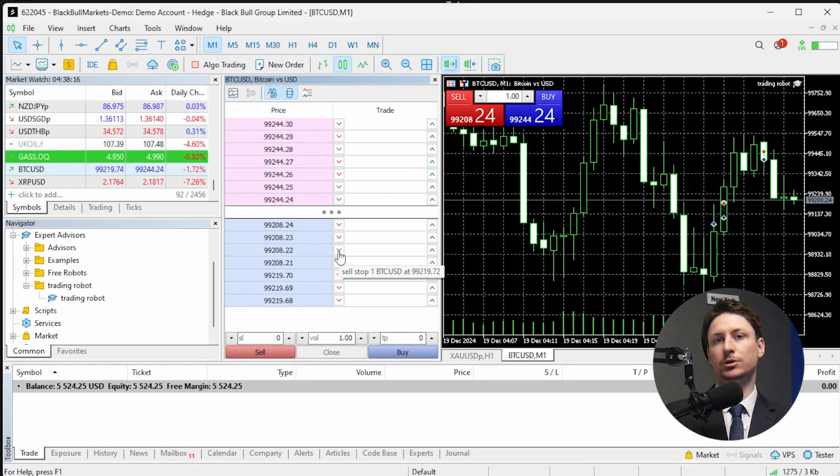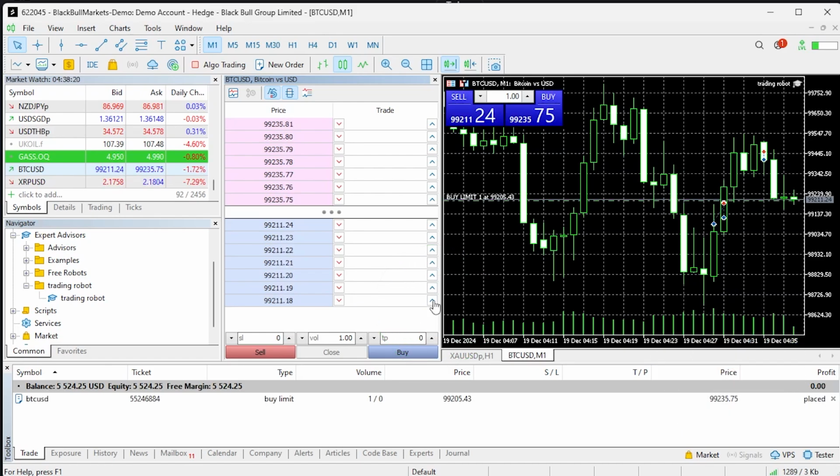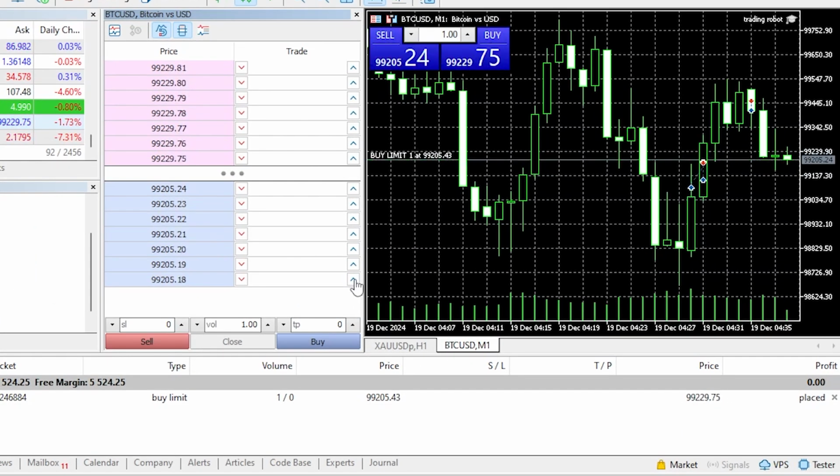Once placed, the pending order will appear in the trade tab of the toolbox. When a market participant matches your specified price, the order will automatically be filled and turn into an open position.